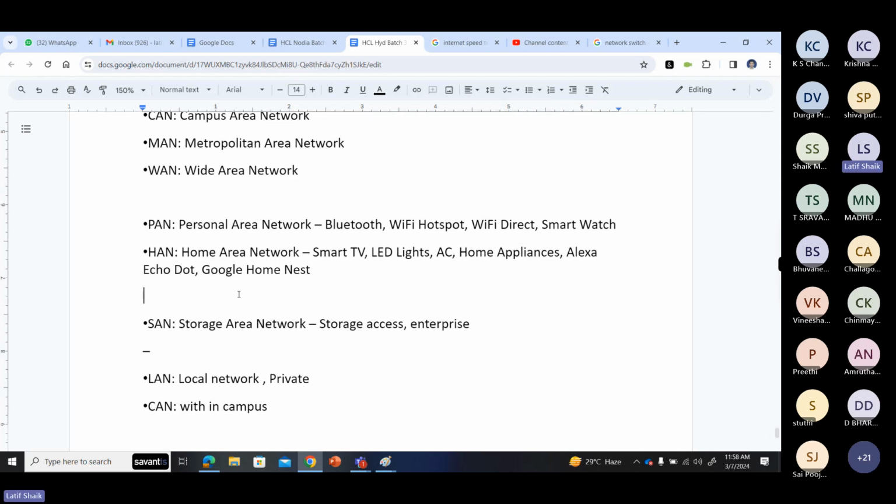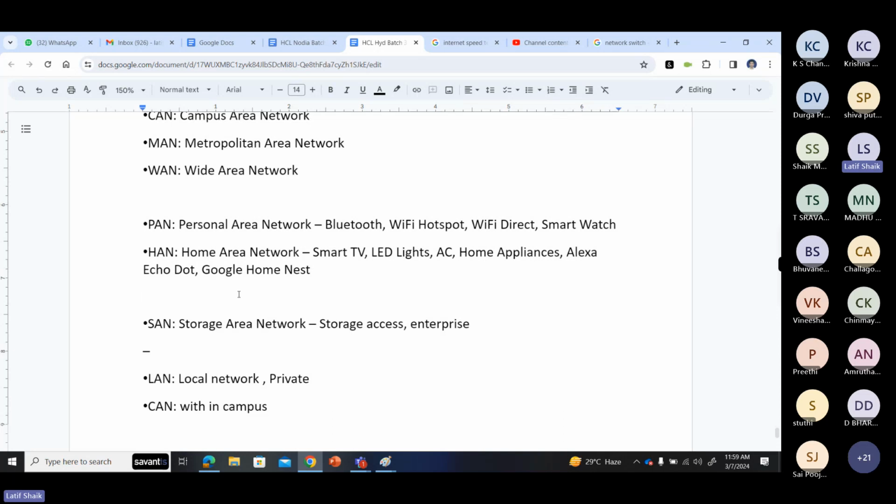Home area network is home automation kind of stuff. Smart TVs, smart LEDs. You can turn LEDs on or off using your mobile applications through Wi-Fi. Smart TVs, smart ACs, smart home appliances, Alexa. You can control these by voice command also. Within the home, the appliances you can connect and control through voice commands or mobile applications. That is the home area network.